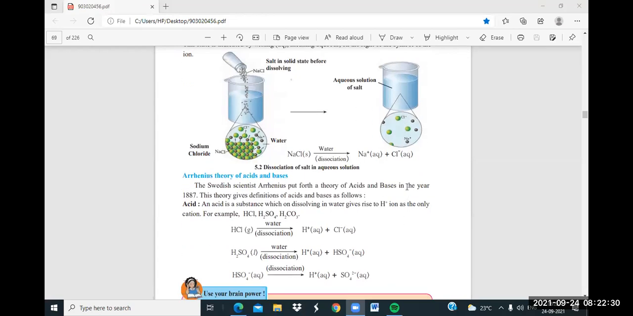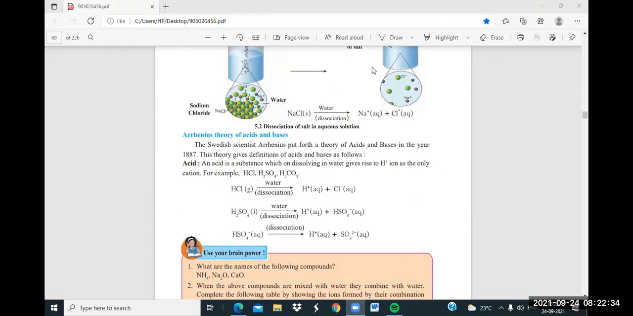Got it, everyone? Yes or no? In an ionic compound, positive and negative charges are together. And when we dissolve it in water or another suitable solution, we again get Na plus and Cl minus separately, and both will be in the aqueous state. Okay. Got it? Yes or no? Yes, sir. Okay.